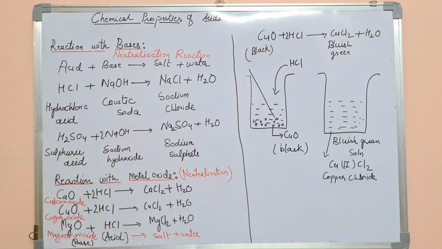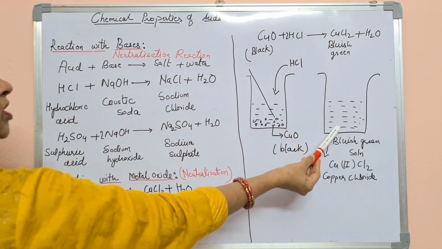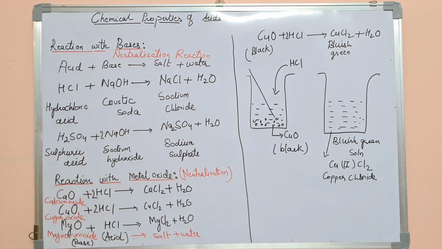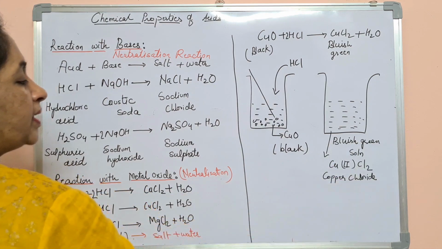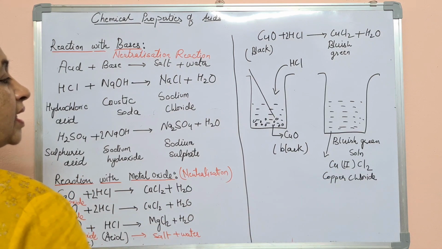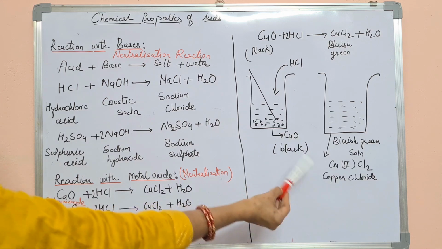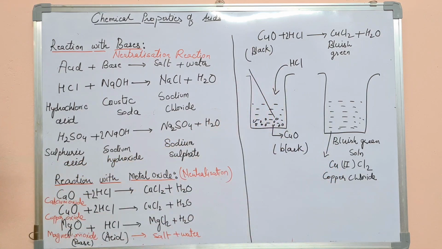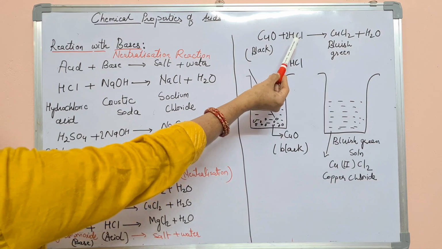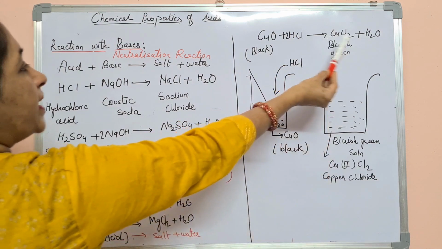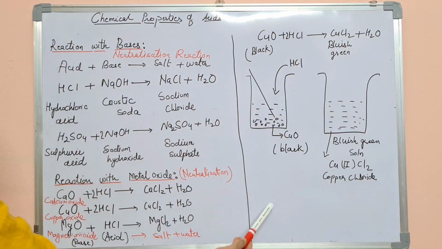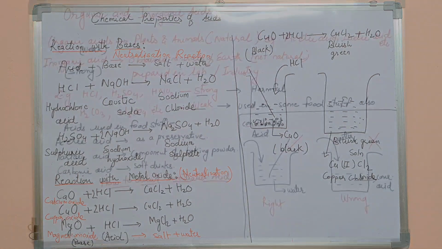Copper oxide reacts with hydrochloric acid. After the reaction, this solution turns bluish green in color. This black color disappears and bluish green color appears. This bluish green color is because of the formation of copper chloride. So this change in the color takes place according to the reaction: copper oxide plus hydrochloric acid gives copper chloride and water. So this is the example of reaction of acid with metallic oxide.